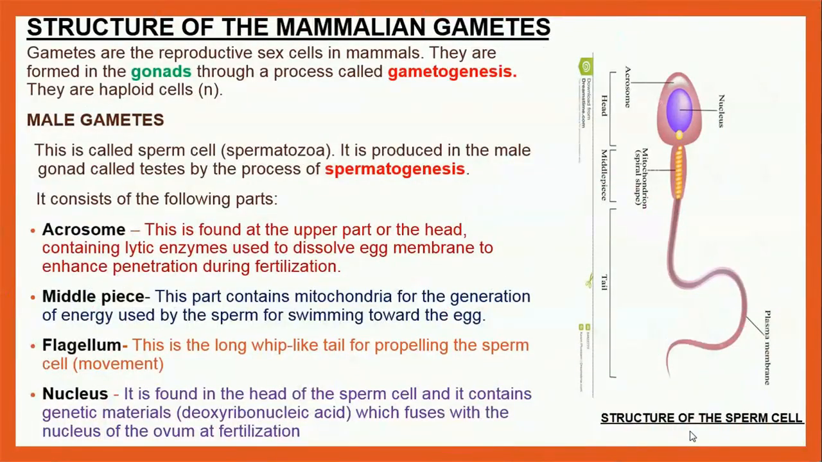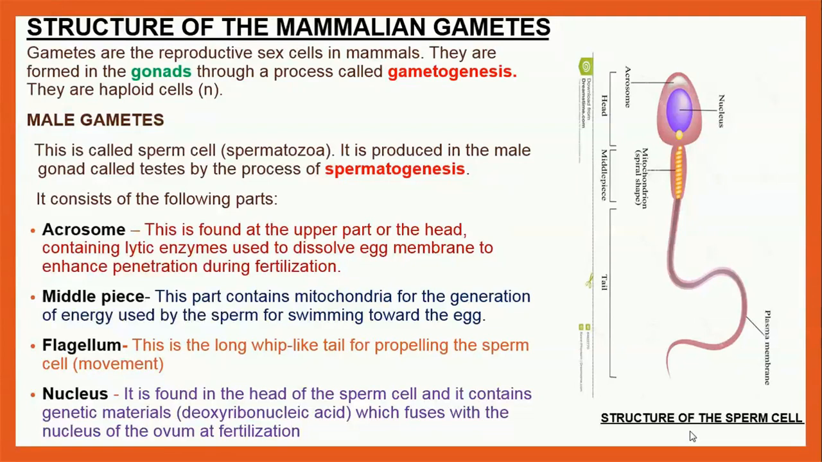Alright, structure of the mammalian gametes. Now don't forget that we have 2 types of gametes, the male gametes and the female gametes. Gametes are the reproductive sex cells in mammals. They are formed in the gonads, take note of that, through a process called gametogenesis. So the process by which these sex gametes are formed is called gametogenesis, and they are formed in the what? Gonad. They are haploid cells. We mentioned that before.